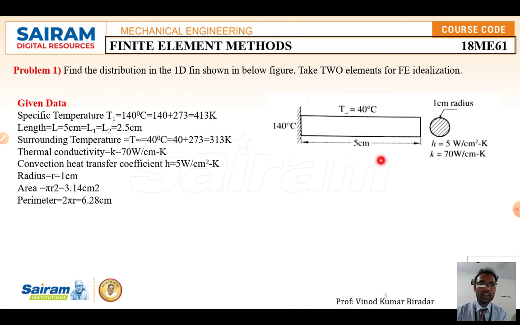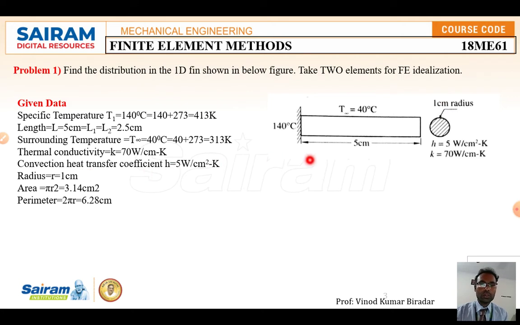The thermal conductivity is given, K is equal to 70 watt per centimeter Kelvin. The convection heat transfer coefficient, from one system to another, H is equal to 5 watt per centimeter square Kelvin. The radius is given as 1 centimeter.